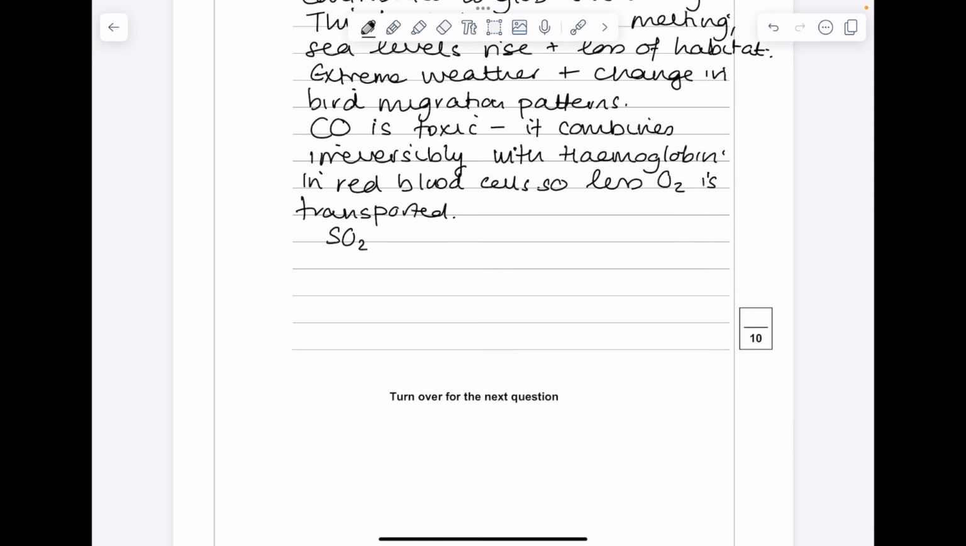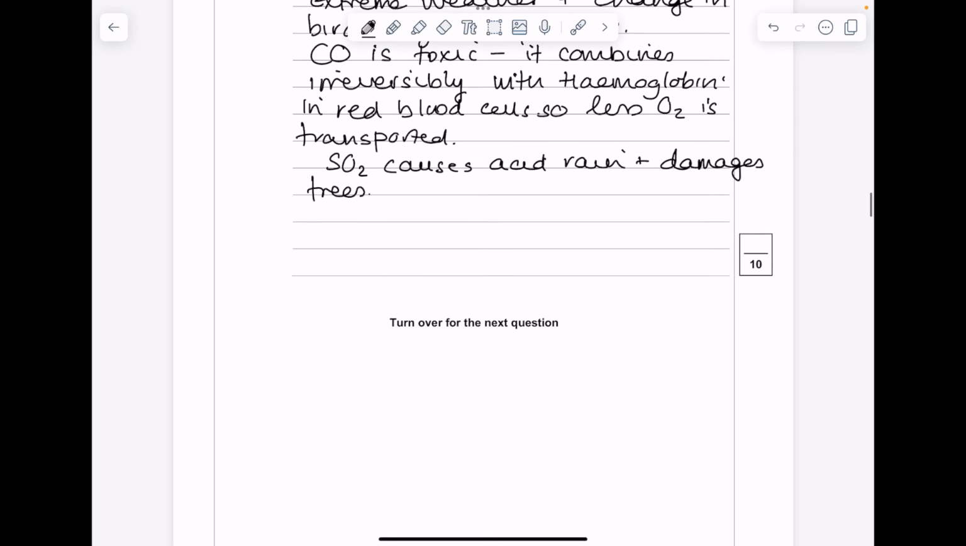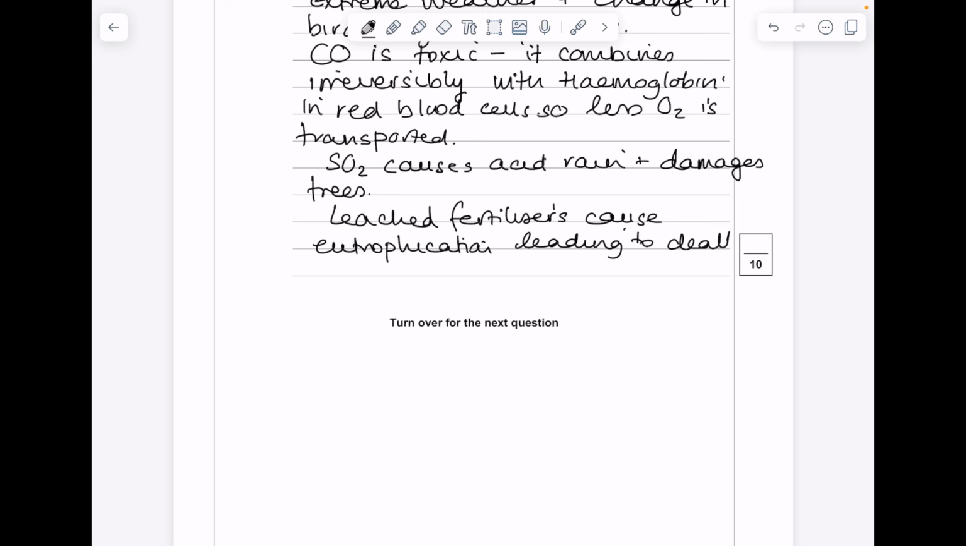Sulfur dioxide causes acid rain and damages trees. Leached fertilizers which wash into rivers cause eutrophication, which, remember, starves the water of oxygen, leading to death of aquatic organisms.